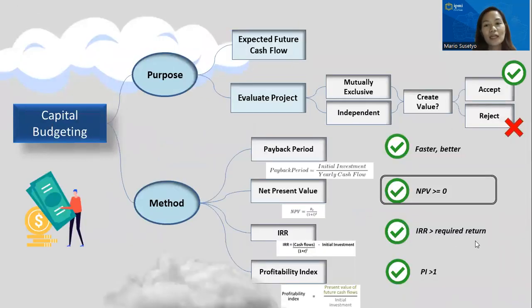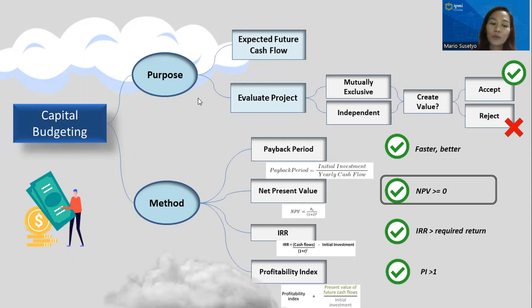Next, we learn about capital budgeting. Capital budgeting is an investment planning process for a long-term asset, so it's not for a short-term asset. For example, if you buy a building, is it creating value? Are we going to accept or reject the project? What's the purpose of capital budgeting?